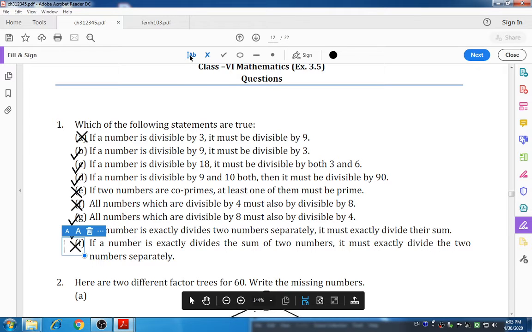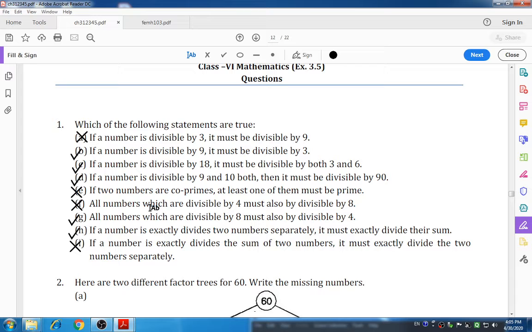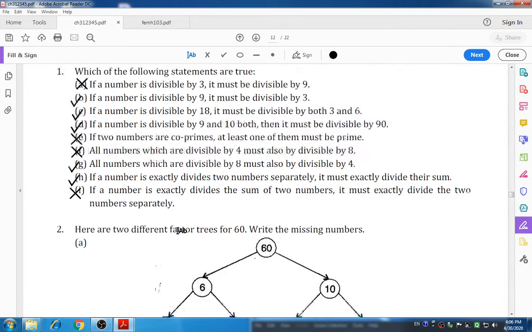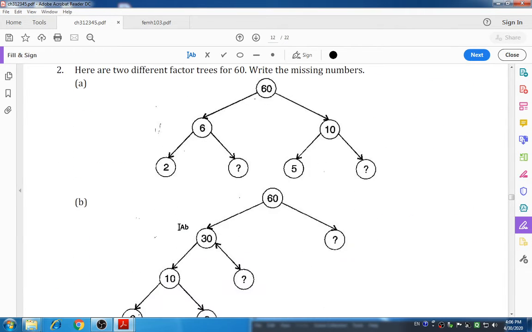In this way, we have to solve this first question, which of the following statements are true? I hope you are getting it very well. You understand it. So please solve this question in your notebook. Here is the second question.